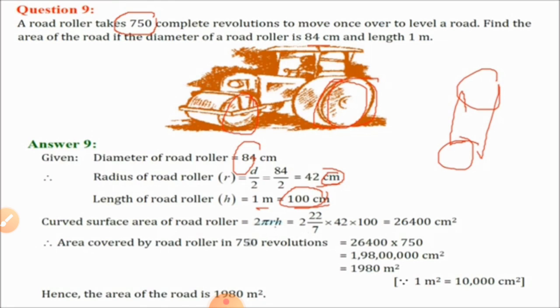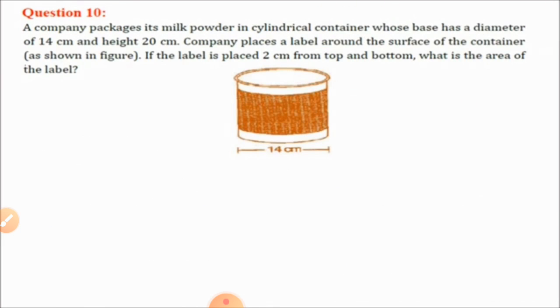Curved surface area of the road roller, that is a cylinder, 2 pi RH. 2 pi RH means put the values of R and H. You are having 26,400 centimeter square for one revolution. How many completed? 750. Multiply by 750. You are having the final answer.